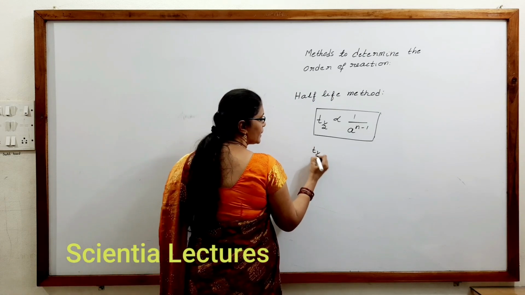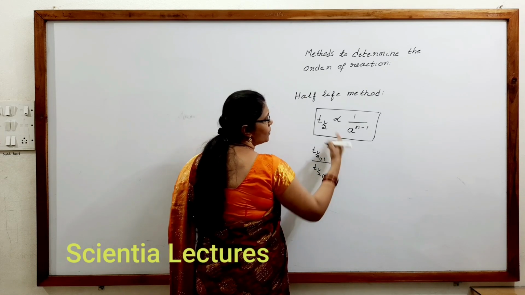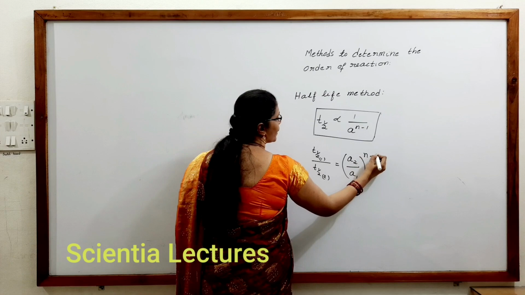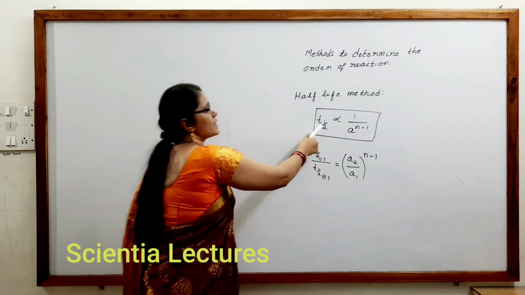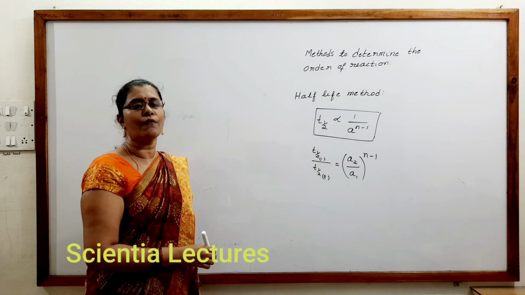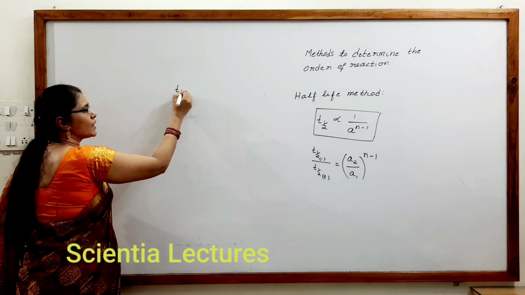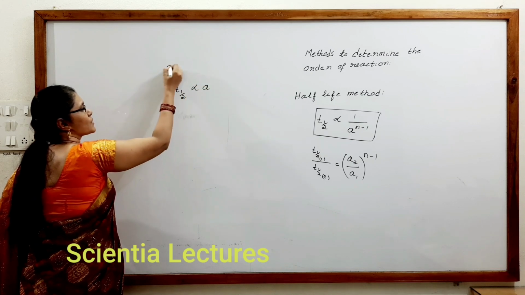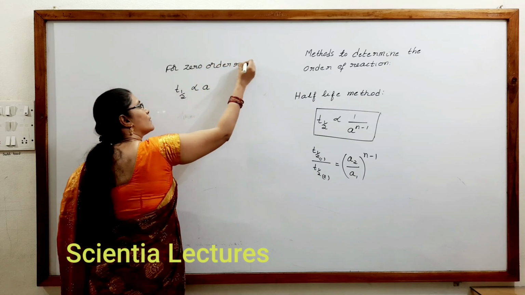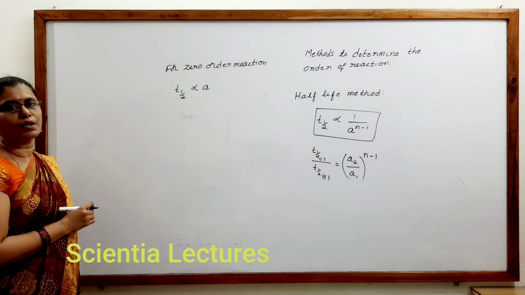You can take it as T half 1 by T half 2 is equal to, as it is inversely proportional, A2 by A1 to the power of n minus 1, because they are inversely proportional. T half 1 by T half 2 equals A2 by A1 to the power of n minus 1. Here, as we know already, T half for a zero order reaction is directly proportional to A.